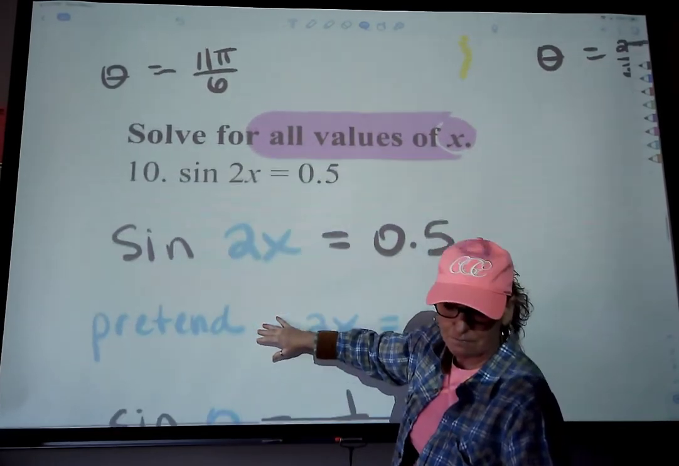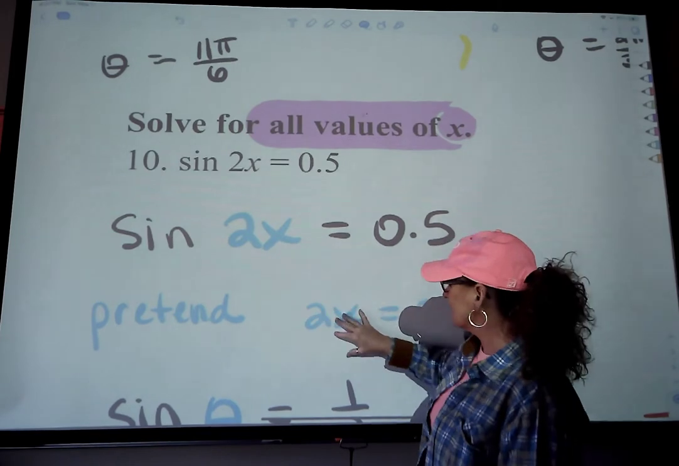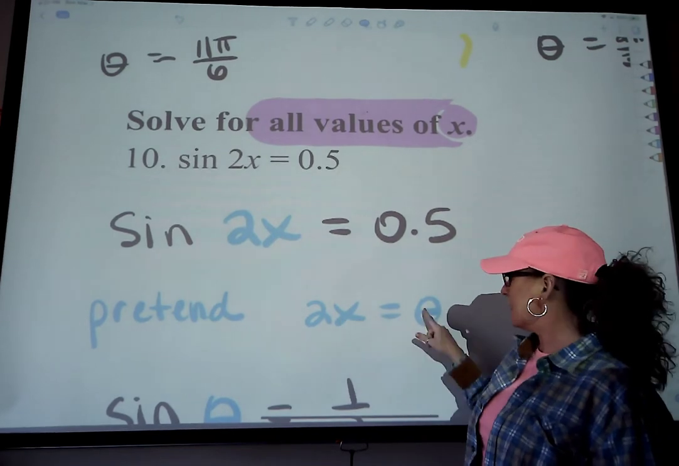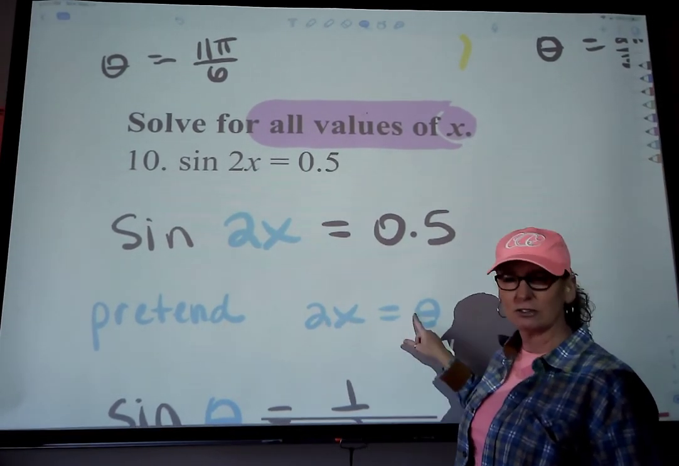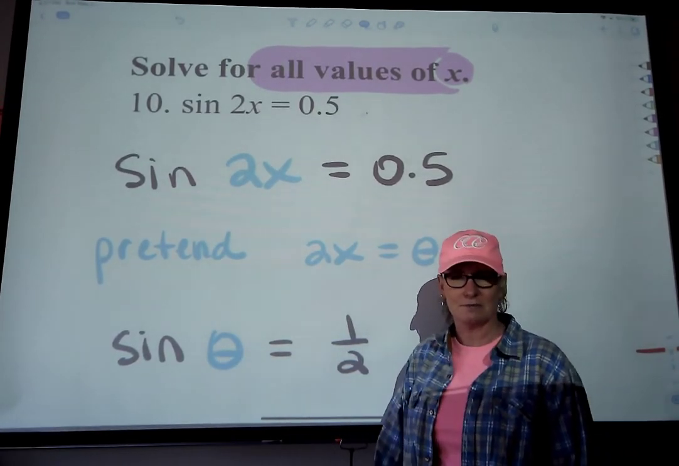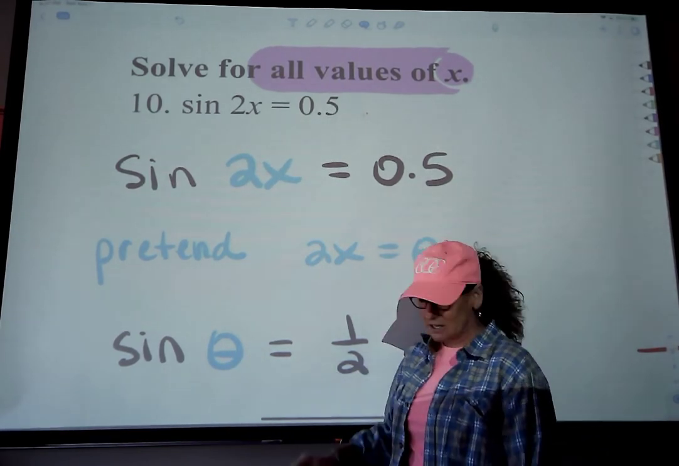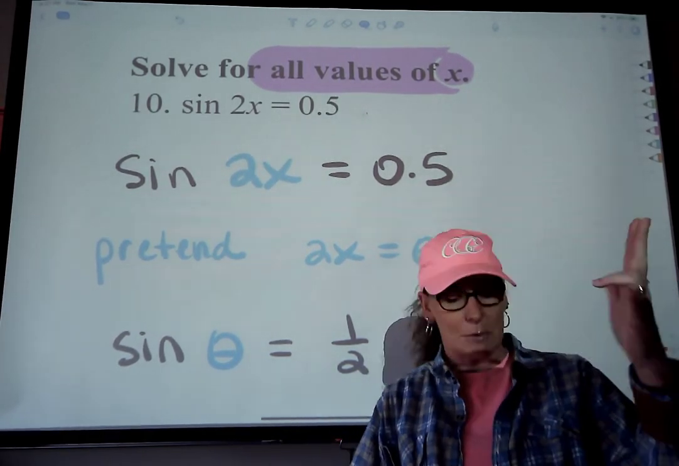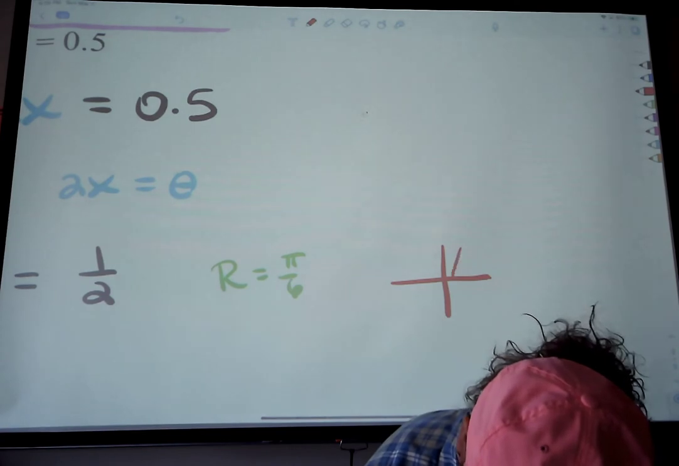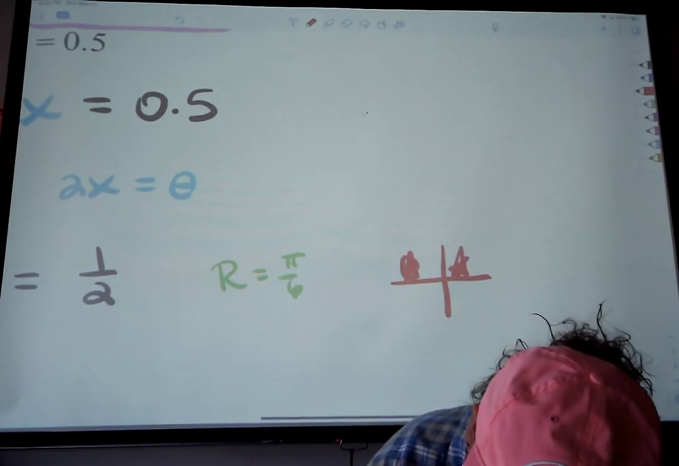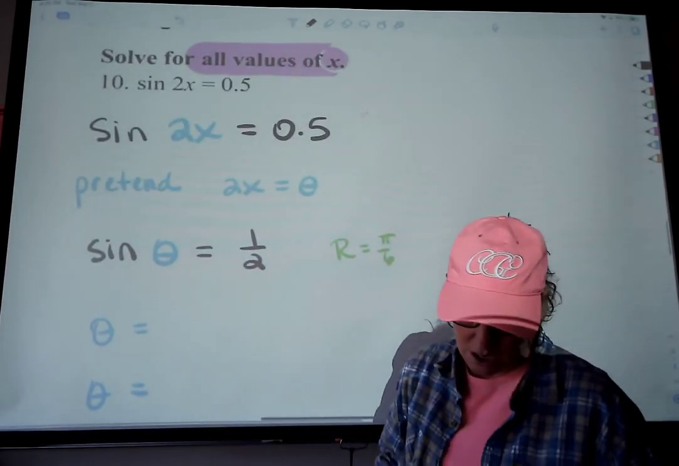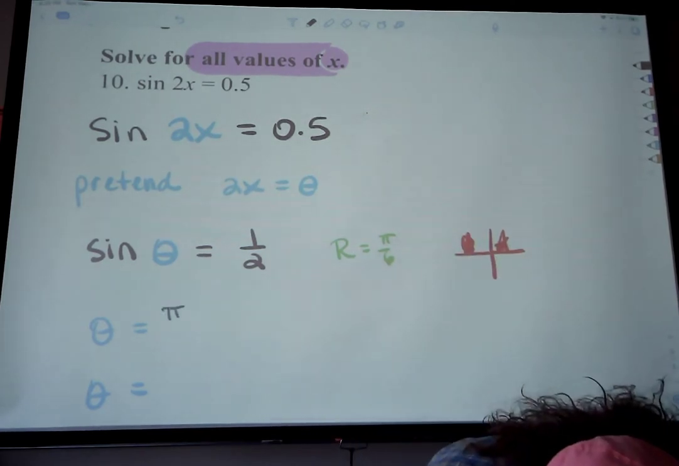Pretend for just a minute that where the 2x is, it's just a normal theta. Just pretend it's a normal theta. So we're going to sub in theta for 2x because this is kind of hard. Let's do this instead. This is easier. Here's what my problem looks like. You can do this. Do it. Sine of theta equals 1/2. Okay, my reference angle is going to be pi over 6. It's positive, so we're going to be here and here. So my answers for theta are quadrant 1 and quadrant 2.